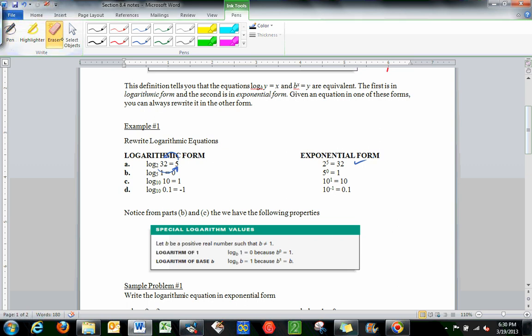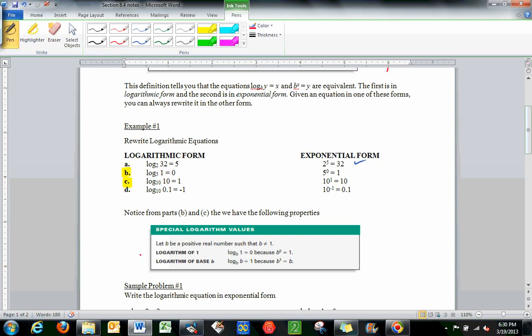Now we have 4 different rewrites here just to get some practice on, but 2 of them that we want to bring your attention to very quickly are B and C. If you look at B and C, we have log base 5 of 1 equals 0. And that would make sense since 5 to the 0 power equals 1.